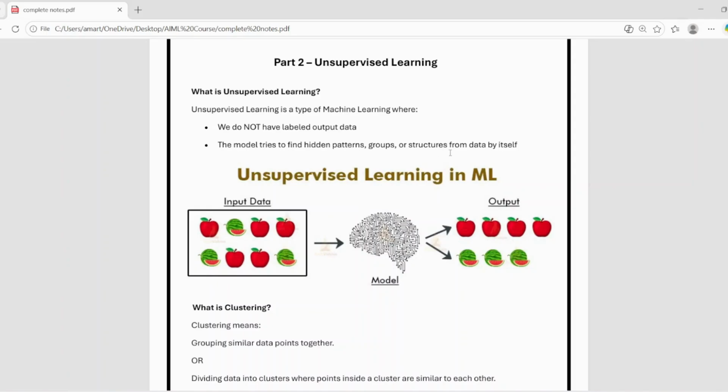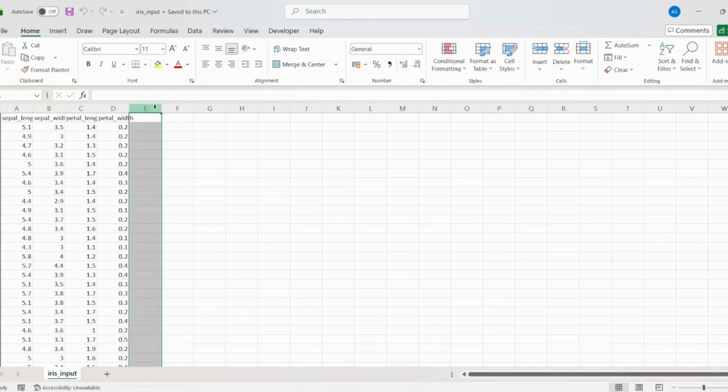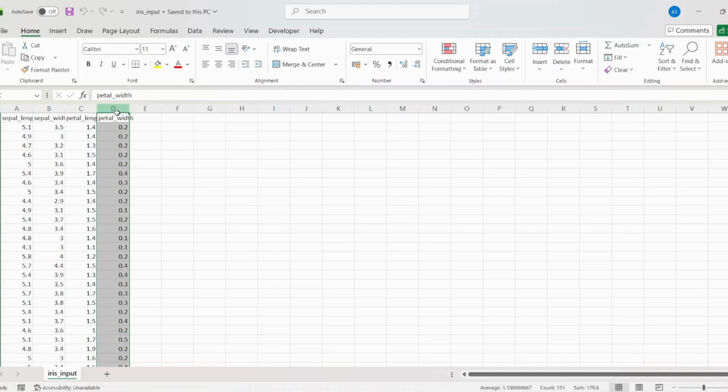Now what does it mean? Let me show you a data set. This is the iris data set, without output. We all know in the iris data set, we have three different categories: Setosa, versicolor, and virginica. So here you can see we don't have the output, and these are its only inputs: sepal length, sepal width, petal length, and petal width.